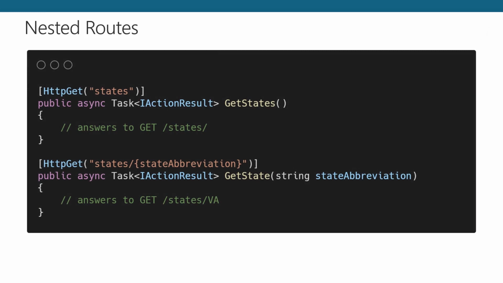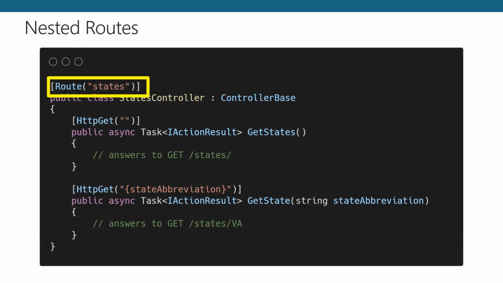As you build larger, more complex API controllers, there are a couple tricks you can use to minimize the amount of typing that you have to do. In this example, we have two actions whose routes start with states. If you're maintaining consistency with your URL design, it's likely that any future actions in this controller will start with states as well. And there's a trick we can use to define nested routes, or routes that share a common prefix.